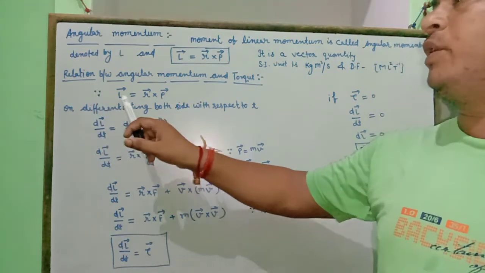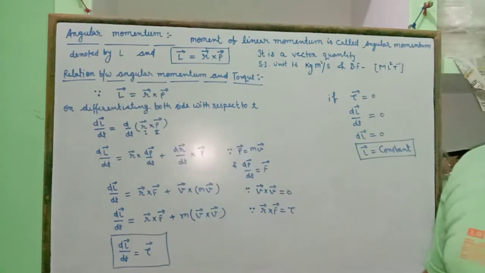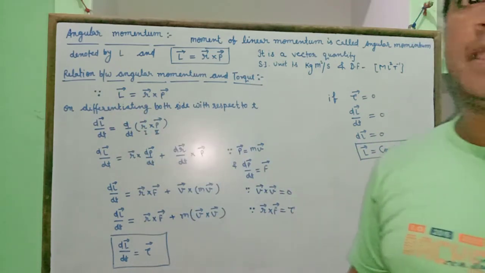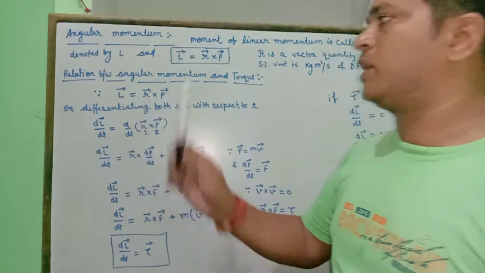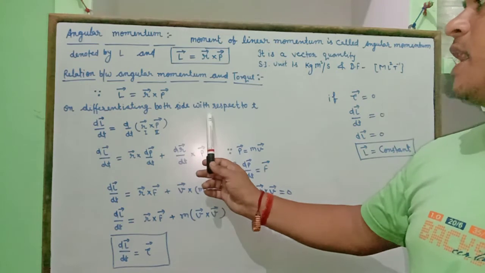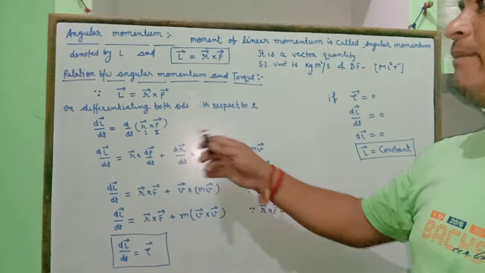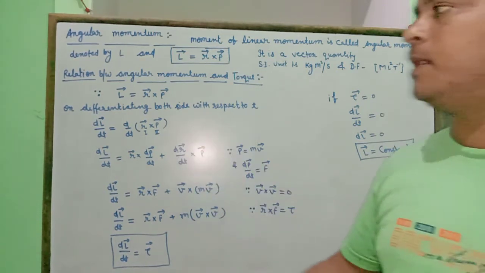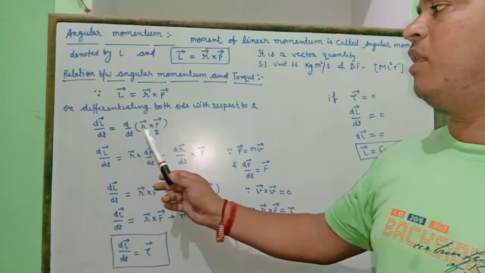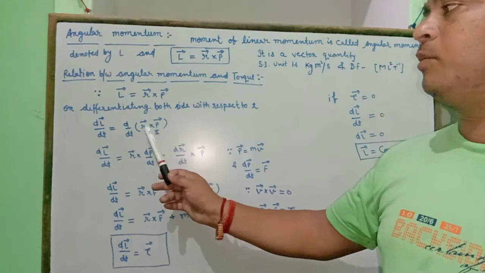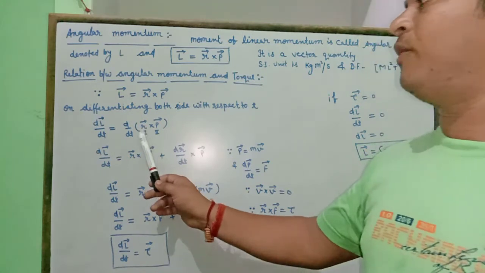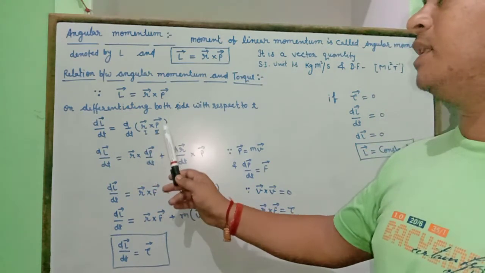Now we are going to relate angular momentum in terms of torque. So the relation between torque and angular momentum. Since we have L is equal to r cross p, if we differentiate both sides with respect to time t, then dL over dt is equal to d over dt of r cross p. Both are time functions, so we take the first term r and the second term p.